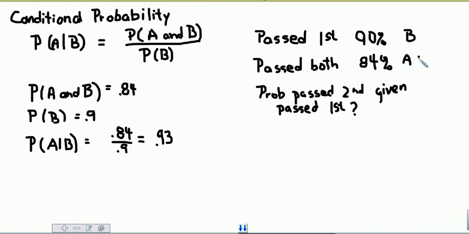This is the probability of A and B. I want to know what's the probability that A happens. They pass the second test, given that B has already happened. They pass the first test. So the probability of A given B. Well, the probability of A and B, 0.84. Probability of B, 0.9. So the probability of A, given that B's already happened, is 0.84 over 0.9, or 0.93. Make sure you get what's already happened on the bottom. Conditional probability.